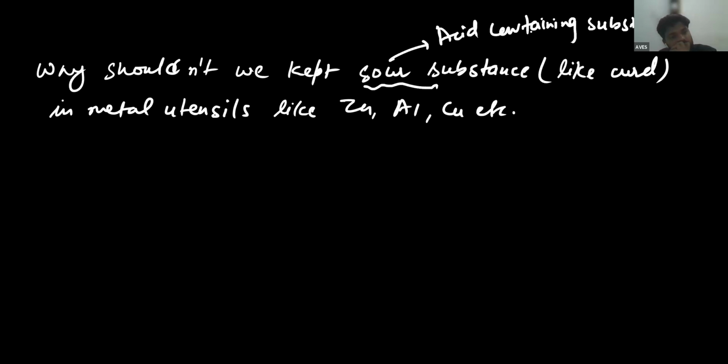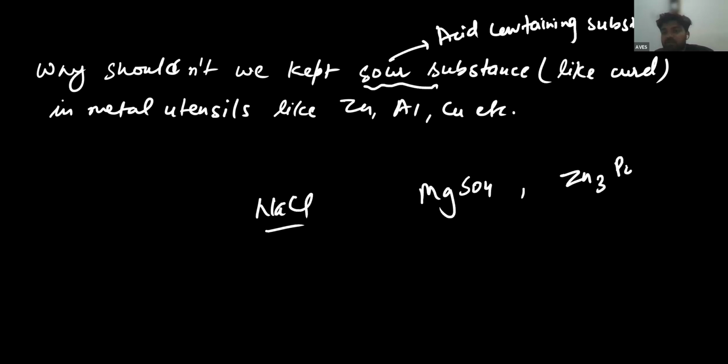So the acid can react with the metal to produce a harmful substance. Yes, it can change the taste or make a poisonous substance, a poisonous salt. The salt that we eat, NaCl, is digestible for our body, but this one is magnesium sulfate, MgSO4. And similarly zinc phosphate, Zn3(PO4)2, and aluminium phosphate, AlPO4.